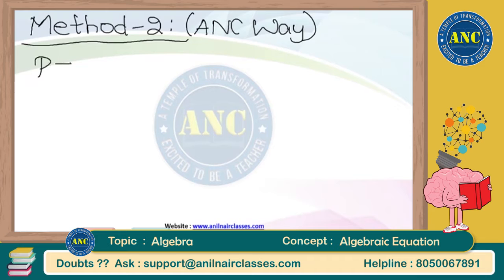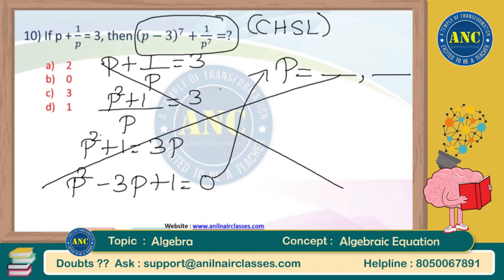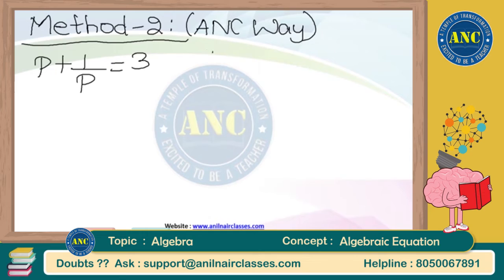Now see here, sir. The question says p plus 1 by p is equal to 3. Forget about the next step. What is the question given? What is it that they are asking in the question? Basically, they are asking (p minus 3) whole power 7 plus 1 by p power 7. This is what they are asking. The question, whatever they are giving you, should make you think immediately of something.